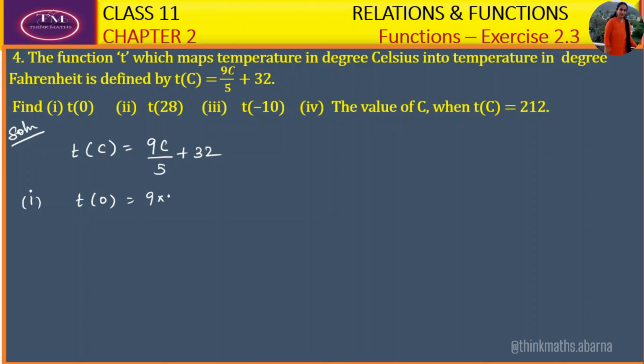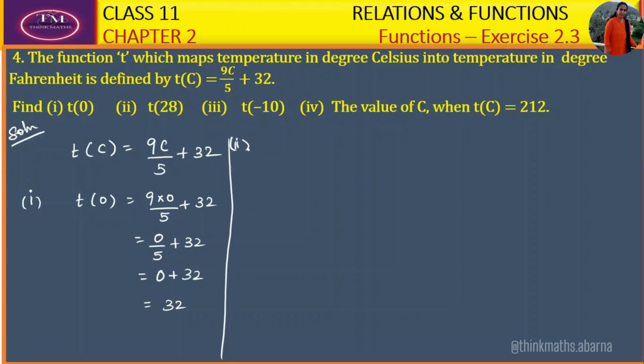So 9 into 0 by 5 plus 32. What is 9 into 0? 0. 0 by 5 plus 32. 0 by anything is 0. So 0 plus 32, which is 32. So T of 0 is equal to 32. Second part, this T of 28.